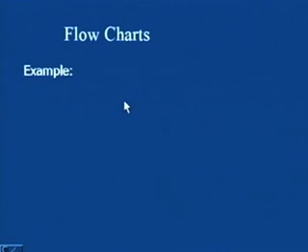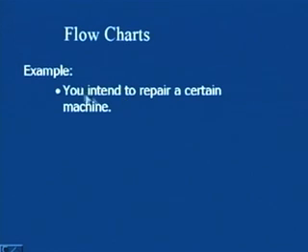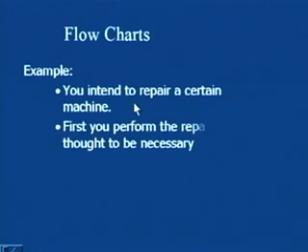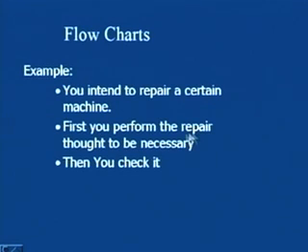This is just a very simple example. The first step of this example is that you intend to repair a certain machine. First you will perform the repair thought to be necessary, that is, in order to repair a particular machine, a certain repair that you think is necessary. Once the repair is over, then we need to inspect whether the repair has been done right or wrong.